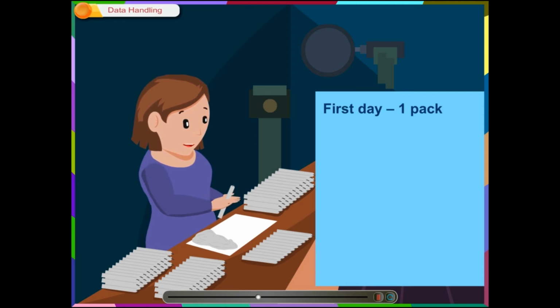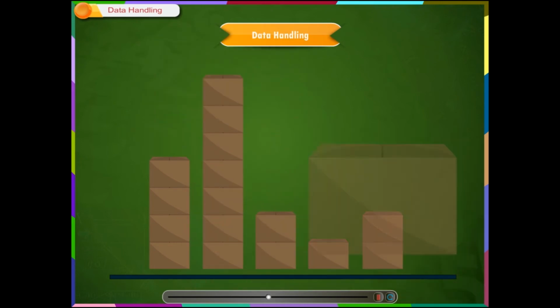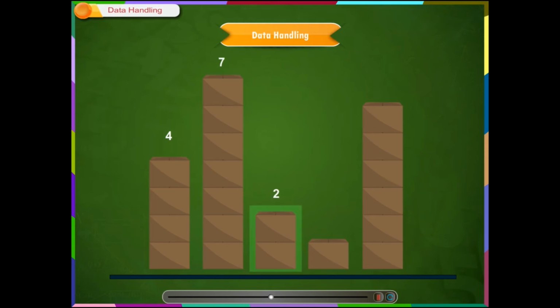First day, 1 pack. Second day, 8 packs. Third day, 3 packs. Fourth day, 2 packs. And fifth day, 6 packs. For better understanding, let us represent this data in the form of height of candle packs. Since the numbers in the data are different, the heights of the boxes are different.